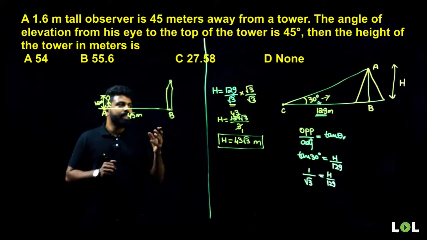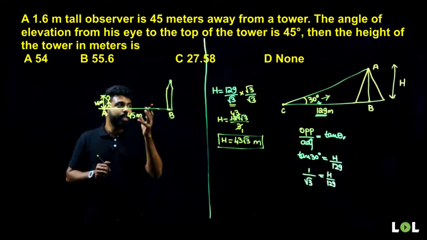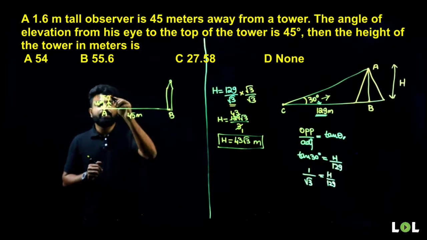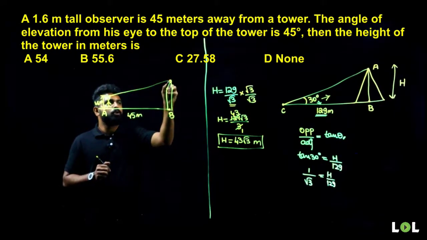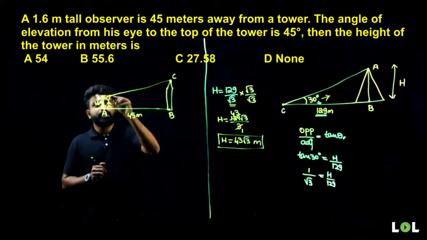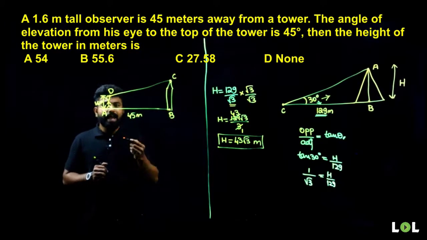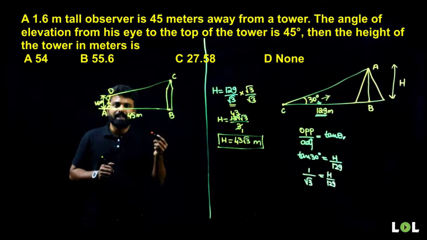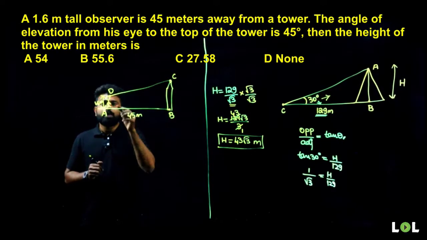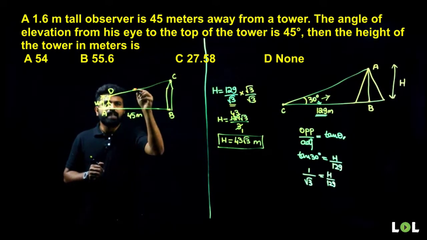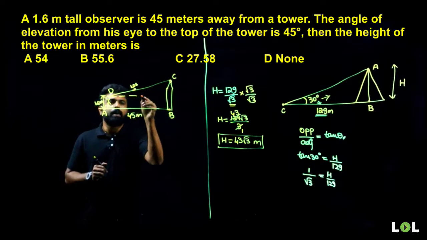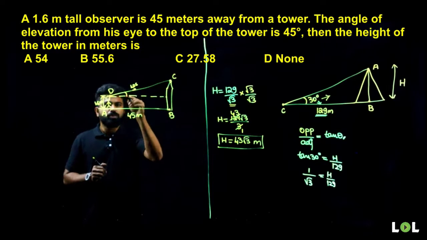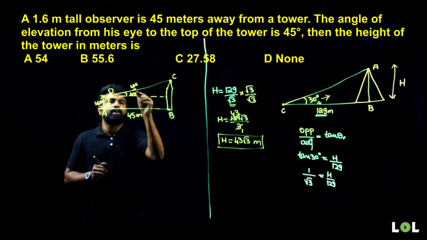Now what are they telling? The angle of elevation from the eye to the top of the tower is 45 degrees, from this person's eye to the top of the tower. I'll consider the top of the tower as C and the eye of the observer as D. I told you clearly that the angle of elevation is nothing but the angle between the line of sight and the horizontal. This is my line of sight, and this will be my horizontal here. So this angle here is 45 degrees.